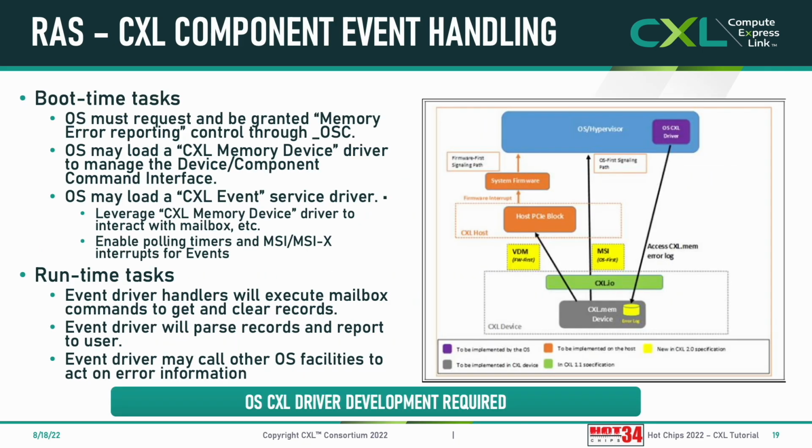Next, we'll talk about the CXL component event handling. The picture below shows the two paths that can be taken for the CXL errors: the firmware first signaling path or the OS first signaling path. In the interest of time, we will discuss the OS first signaling path for component errors.